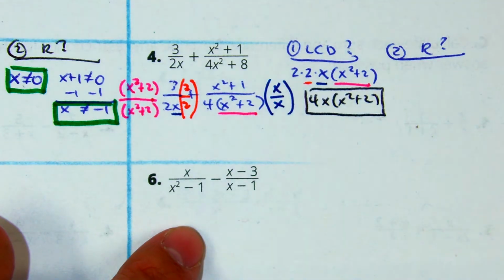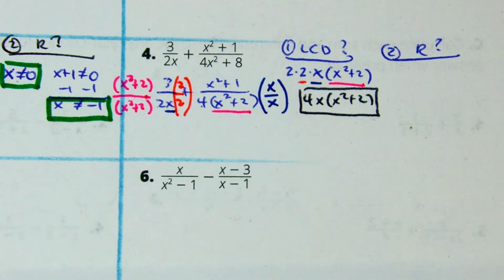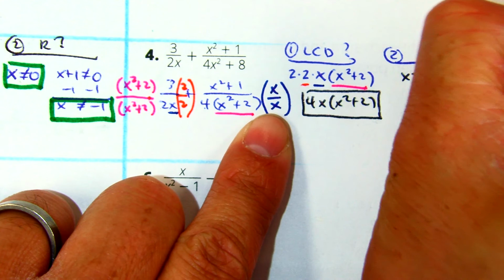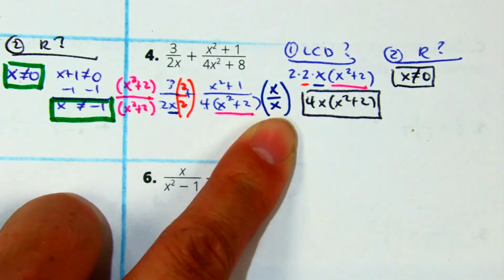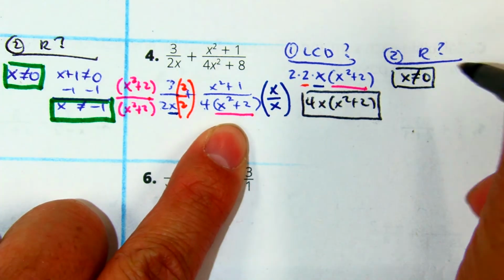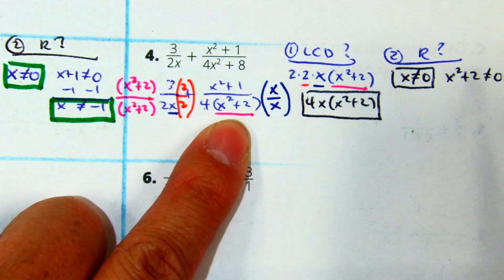And then what are my restrictions? Put your fingers on the variables on the denominator. What are you putting your fingers on, class? X. So you have x is not equal to 0. That's a restriction. It's already done. And then over here, you would put x squared plus 2, not equal to 0.